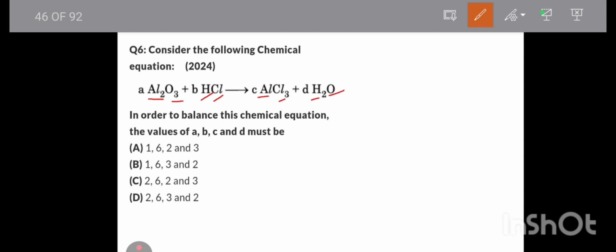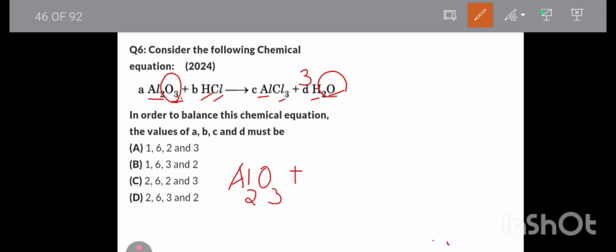So the first thing you have to do is, here you just see there is a presence of, sorry, not 3 hydrogen, 3 oxygen over here. But here you have only 1 oxygen, right? So you have to make it 3. How will you make it? You will be putting 3 in the front, right? So what will you get?